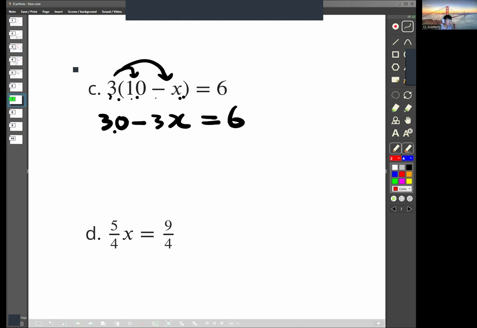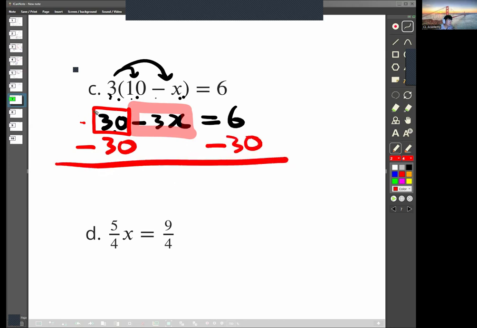Then, again, we need to isolate the x term because we are looking for what x is. So I'm gonna get rid of 30. How? Opposite operation. This is a positive 30, so I'm gonna do minus 30 on both sides. Then that cancels out, that becomes 0. So I will get negative 3x equals 6 minus 30. We're subtracting a bigger number, so it becomes negative 24.